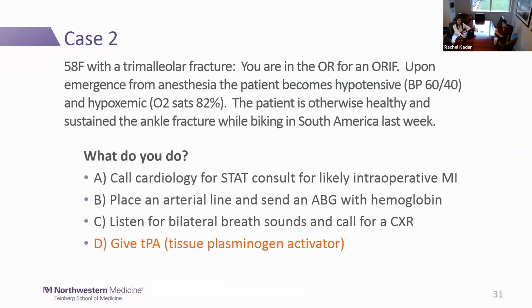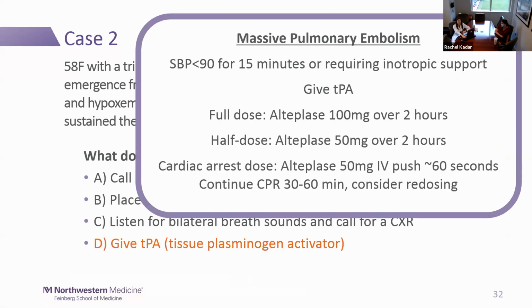So the answer then would be you have a massive PE and you would give TPA. Massive PE is defined as a systolic blood pressure of less than 90 for 15 minutes or requiring inotropic support. You would give TPA.